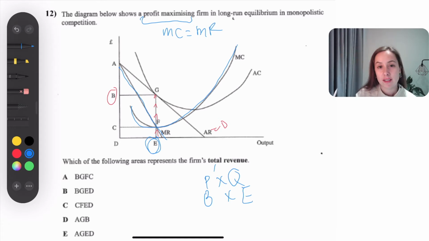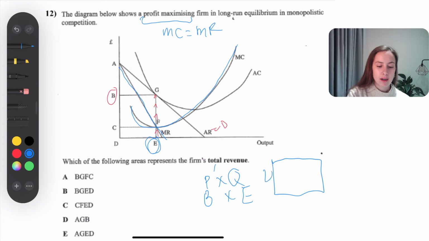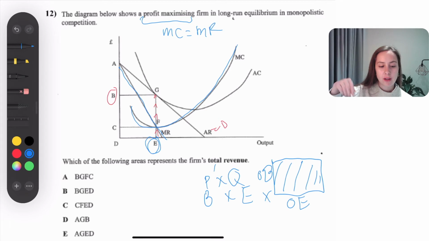Unfortunately, they don't actually give that as an answer, so here's what they've done. Price B is the height of a rectangle, and OE, from the origin to E, is the length. If you multiply these, you get the area of the rectangle, and you also get the revenue, because the revenue is B times E. So we're looking for a rectangle of height B, width E, and that is BGED.